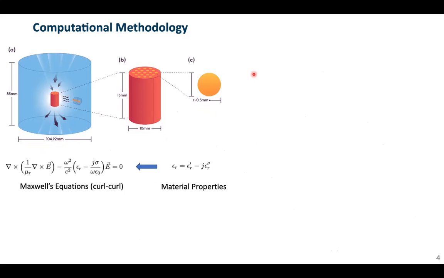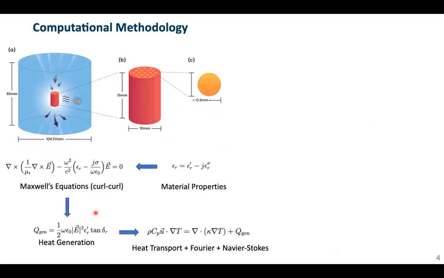To solve this problem computationally, we first need to solve the Maxwell's equations, which gives us the distribution of the electric field in the space. Using this electric field, we can figure out the heat generated in the structured reactors, and then coupling them with the heat transport equations, which are Fourier's law and the convective equations, we can close this loop wherein the material properties that we use are influenced by the temperature predicted by the simulations, and we repeat this until convergence is achieved.